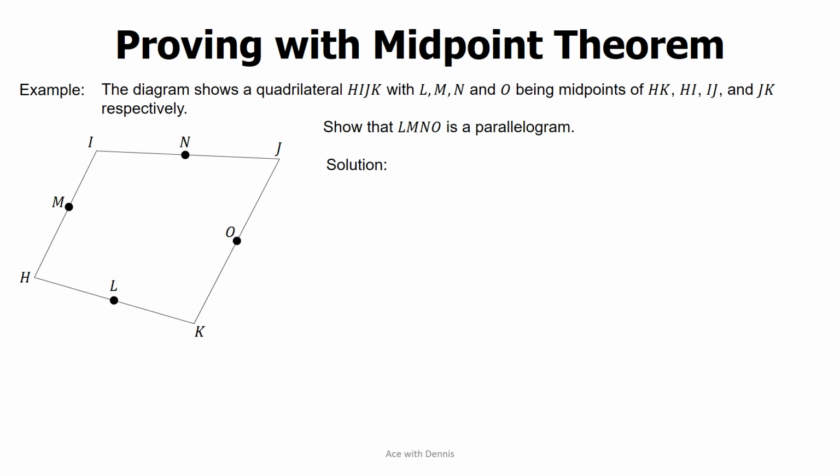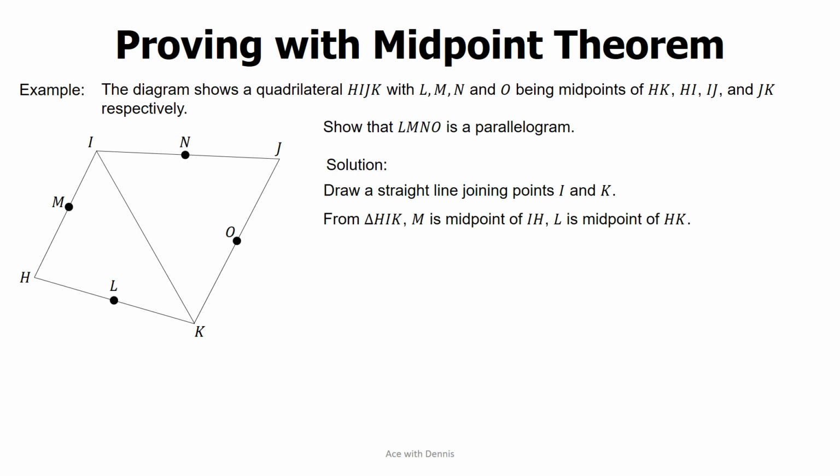Next, we repeat the same process by drawing a straight line joining points I and K. And here is the line. From triangle HIK, M is the midpoint of IH and L is the midpoint of HK. Now we join these 2 points, M and L. By midpoint theorem, ML equals half IK and ML is parallel with IK.